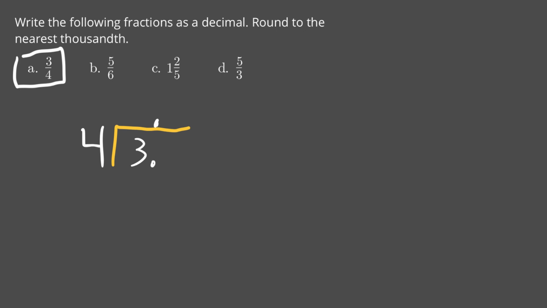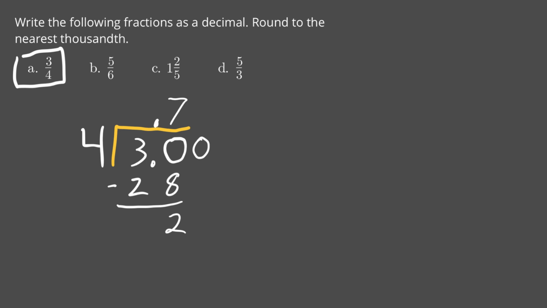Then you start the division process. Since we know that 4 cannot go into 3, we put a decimal both inside and outside of the division symbol. We can now add a 0, and we have 4 into 30. 4 goes into 30 7 times. Make sure you put it on the right side of the decimal. 4 times 7 is 28. And you subtract. That leaves you with 2.